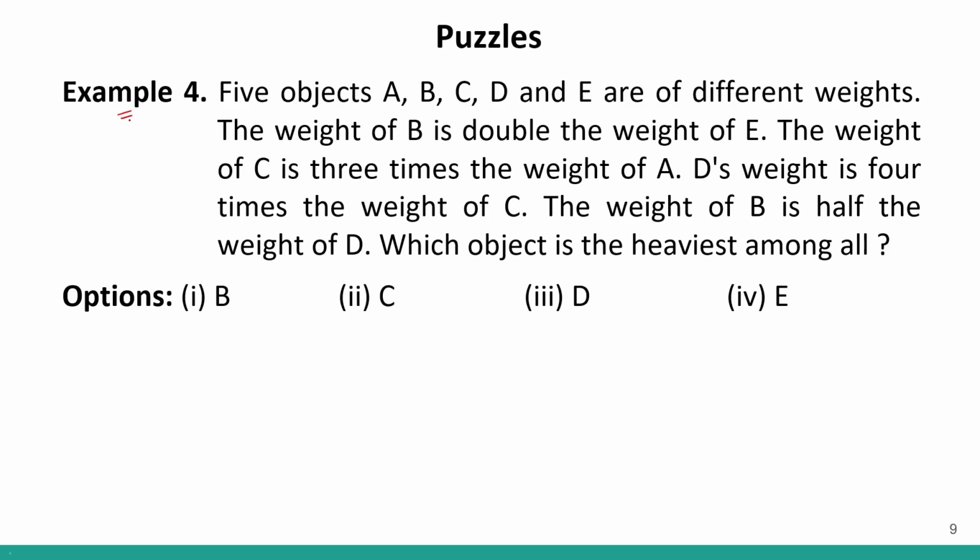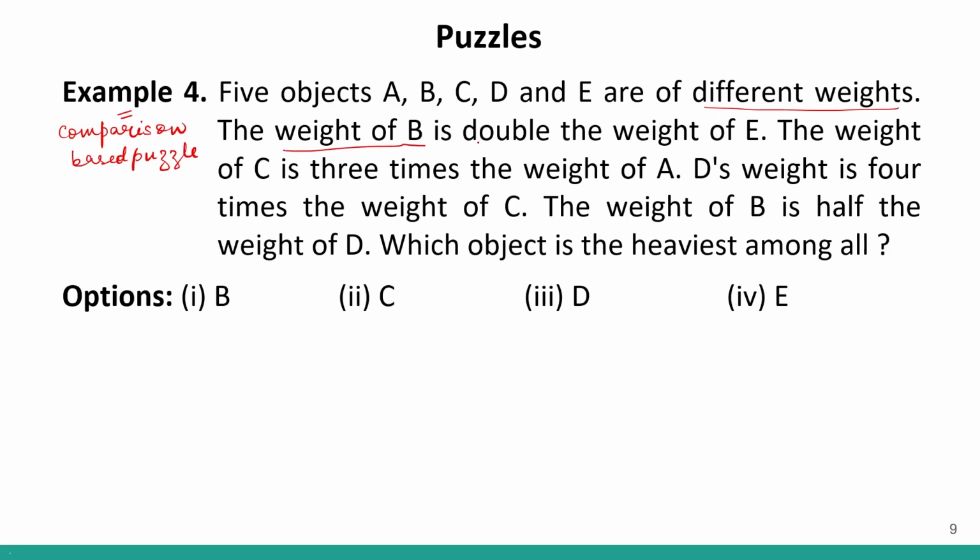Coming to example 4. Example 4 says that there are 5 objects of different weights. So this is a comparison based puzzle. Correct? In a comparison based puzzle, I told you that you will have certain attributes based on which you will be comparing different elements. It could be objects, it could be persons. Based on their pricing or their income, their height, their weight, their scores, there can be any attribute based on which you will compare different elements. So there are 5 objects given to us and each of them has a different weight.